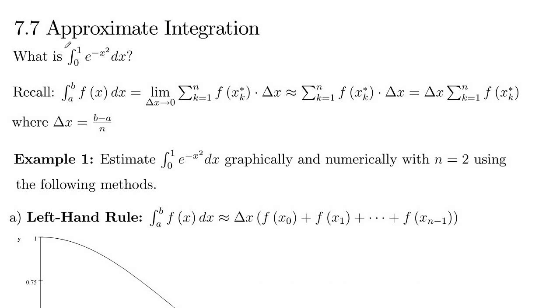In section 7.7, we're going to be looking at approximate integration. So the question I want to start with is, what's the definite integral of e to the negative x squared with respect to x? None of our basic methods will work on this. Substitution doesn't work, trig integrals, trig substitutions, partial fractions, integration by parts, none of it works. However, this is a definite integral, and remember that definite integrals are the area underneath the curve.